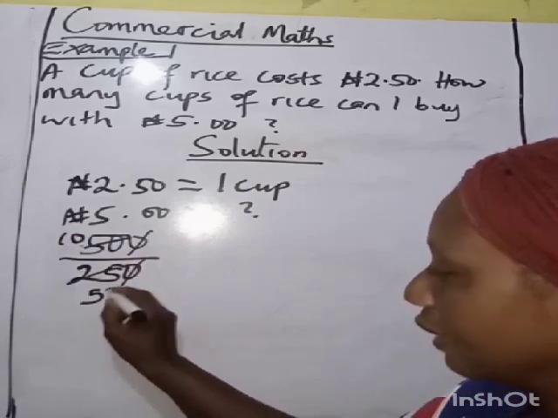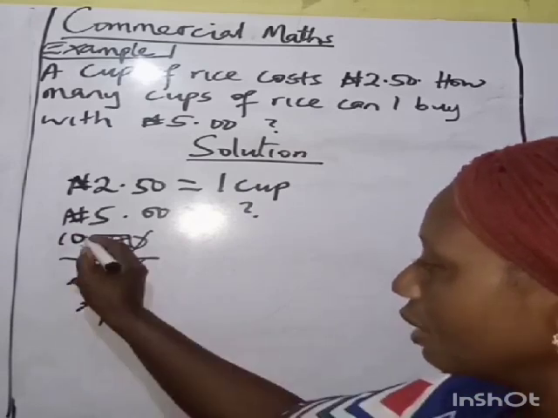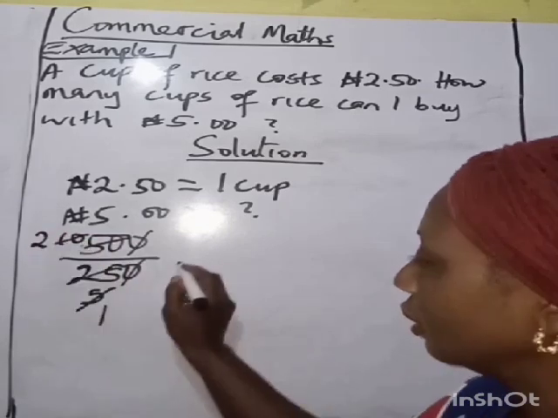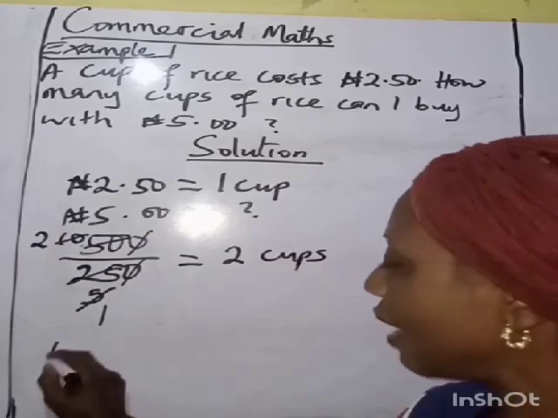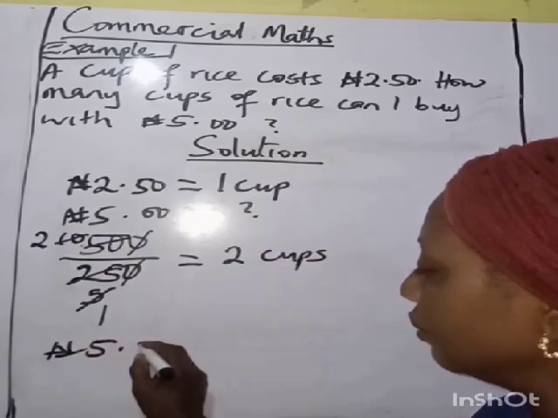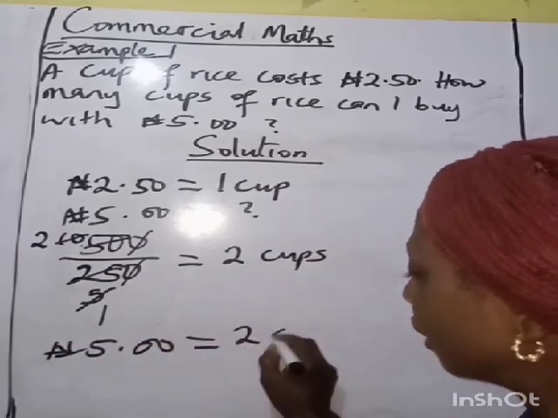Use 5 to divide again. 5 divide 5 is 1. 5 divide 10 is 2. That means we have 2 cups. 5 naira can be used to buy 2 cups of rice.